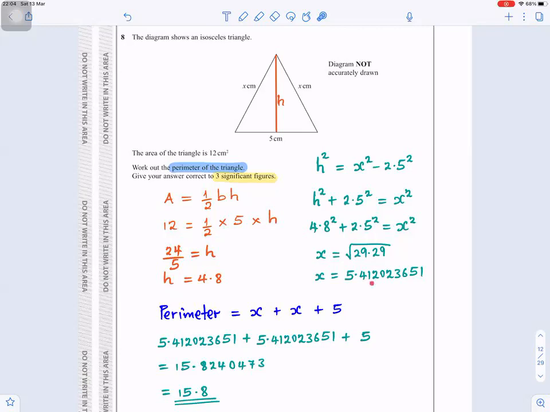So x is 5.412. Now perimeter is the total distance around: x plus x plus 5. We know what x is, and we know 5. Add all of them, it gives you 15.824. To three significant figures, it will give you 15.8.